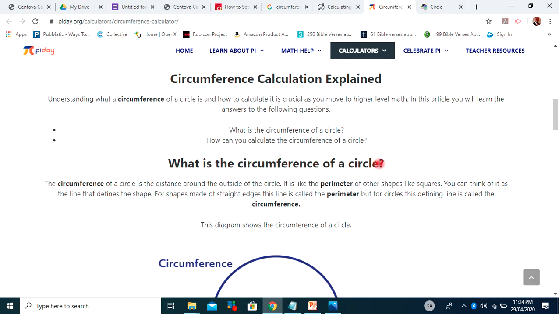What is the circumference of a circle? The circumference of a circle is the distance around the outside of the circle. It is like the perimeter of other shapes like squares. You can think of it as the line that defines the shape. For shapes made of straight edges, this line is called the perimeter, but for circles, this defining line is called the circumference. Let's move on with our class.